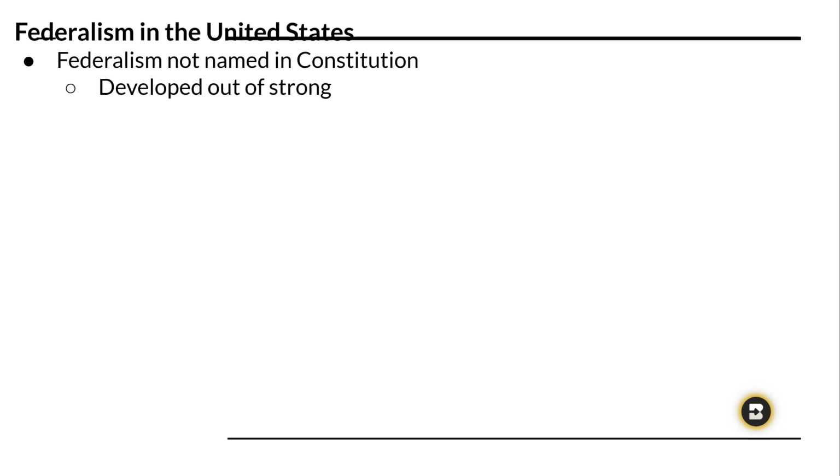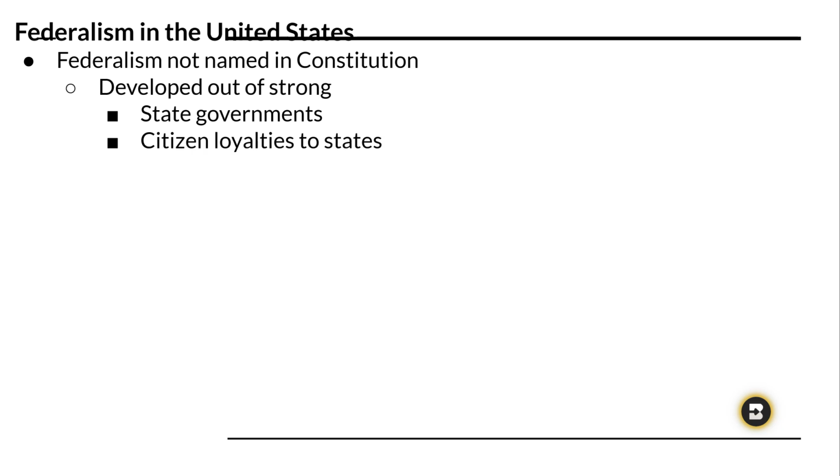They got used to being strong states with a weak central government during the Articles of Confederation, and so states were strong and they were jealous of their powers. And they wanted to make sure the Constitution would not take them away. And that was part of the Federalist, anti-Federalist debate. Very much a part of that was also the fact that citizens' loyalties to their states were stronger in general than their loyalties to any national government, or really any notion of a United States as a country.